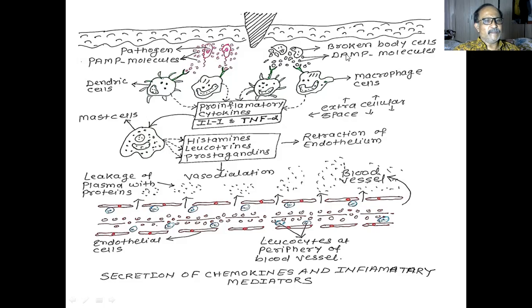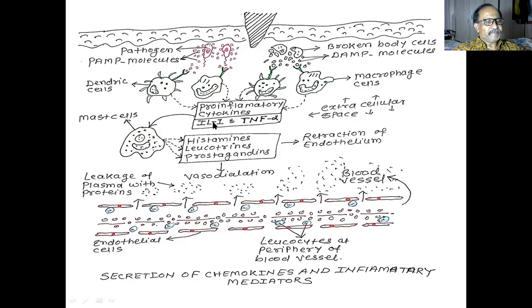Okay, DAMP and PAMP. After recognition of these molecules through the receptors, these dendritic cells and macrophage cells secrete certain chemical secretions, which are called pro-inflammatory cytokines. These are interleukin 1 and tumor necrosis factor alpha, IL-1 and TNF alpha. Both are called pro-inflammatory cytokines.